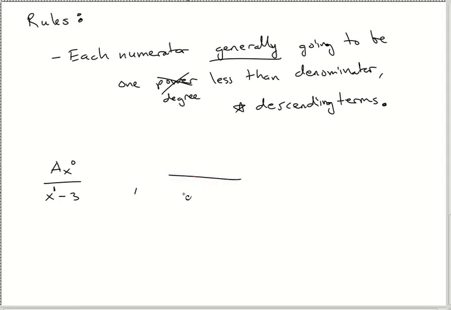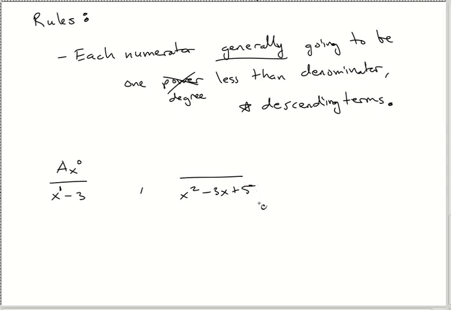Let's say that I had, I'm just going to do the denominator first. I got x squared minus 3x plus 5. It doesn't really matter. Let's say that this is my denominator. Well, what I need is an Ax plus B. Now, I want to show you why. We have a 2. Now we have a 1. But I have to keep going. I have to descend my terms downward. So I also have to have a 0.